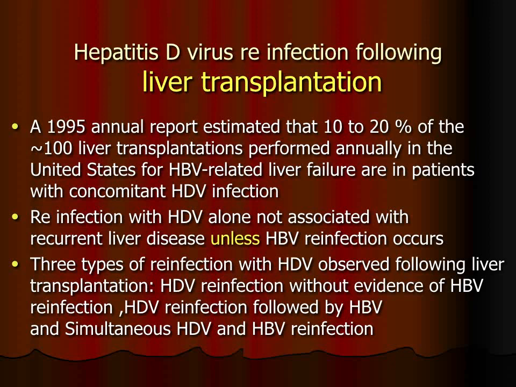This is very nice. When there is reinfection by D only, there is no disease. But when there is HBV reinfection, there is hepatitis. Therefore, with infection with D and not B, there is no hepatitis. Three types of reinfection with hepatitis D virus following liver transplantation: either HDV reinfection without evidence of B infection, HDV reinfection followed by HBV, which is the hepatitis, and simultaneous HDV and HBV reinfection. These are the cases, one by one.